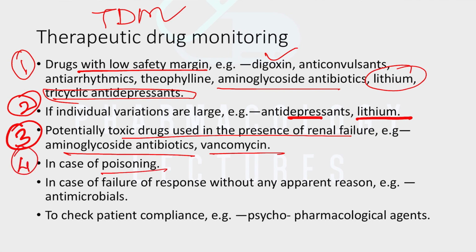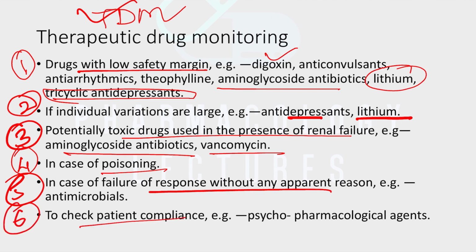Fourth, in case of poisoning, right? If poisoning is the case, we need to check the exact concentration of that drug in the blood. So we take out the blood and we check the concentration of that drug. Fifth, in case of failure of response, if you're treating a patient of infections and the infection is not being treated, you need to check whether the concentration of that drug is being achieved enough in the plasma. So for that, you do therapeutic drug monitoring and check the reason for failure of that drug.